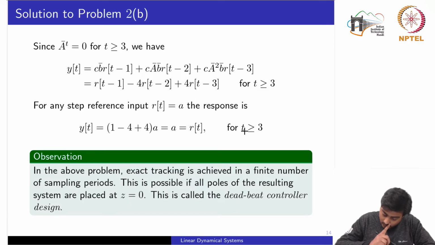So in the above problem, you would notice that exact tracking is achieved in a finite number of sampling periods. And this was possible because all the poles of the resulting system are placed at z equal to 0. In the theory classes, we have discussed tracking a reference signal asymptotically when t tends to infinity. But here, the advantage we got by placing the eigenvalues at the origin is that we are now able to track the reference in only finite sample periods. And this design is also called the deadbeat controller design.